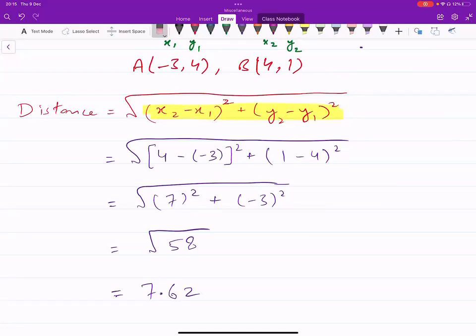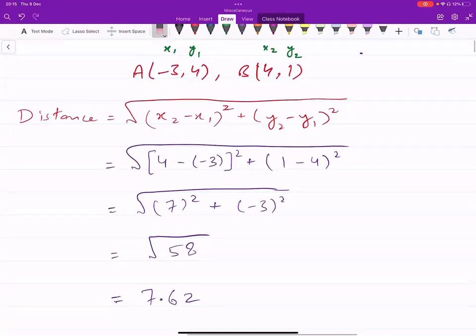You can call any one point x1, y1, and the other point x2, y2. You just input values in this formula. For example, in this case, we say x1 is -3, y1 is 4, and similarly x2 and y2. You input the values and you find the distance between those 2 points. Okay, you've done this in O-levels. That's the first thing that you need to know about.